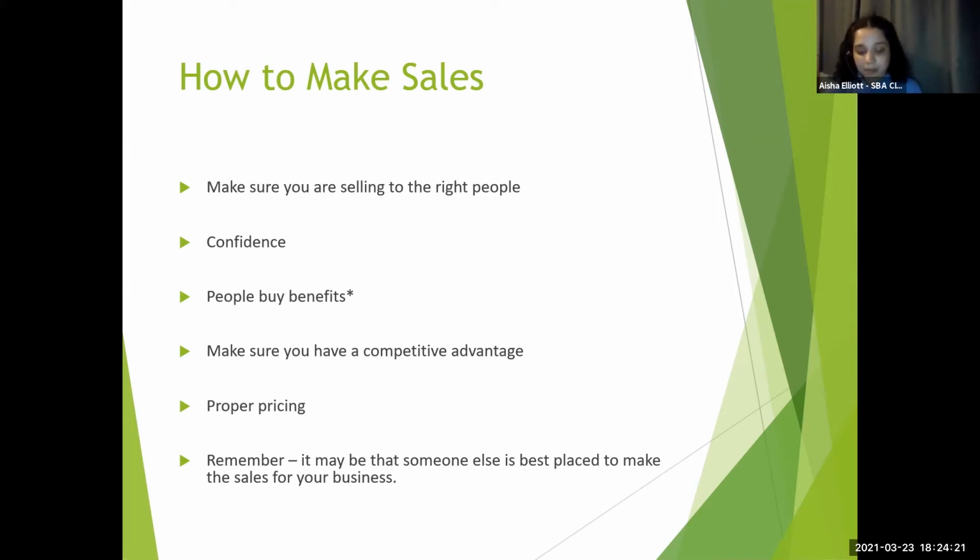And finally, remember, it may in fact be that somebody else is best placed to make the sales for your business. If you lack confidence or time, it may be that you would be better off by finding somebody else with sales skills within your business to ensure that you do make those sales. Because if you're not making any sales, the business isn't going to work regardless of how good your idea is.